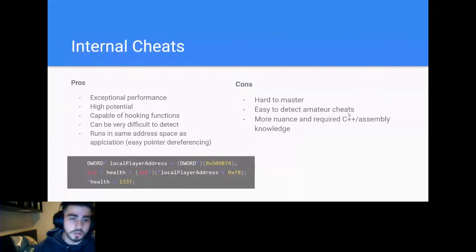Internal cheats have exceptional performance, high potential, capable of hooking. I just explained that. They can be very difficult to detect if they're done smartly, because there's a lot of different techniques with which we can deploy these cheats, a number of different DLL injection techniques. And it runs in the same address space. So if you want to access whatever is at a certain memory location, it's as simple as dereferencing that pointer, and you've got access to it as if it's part of your program.